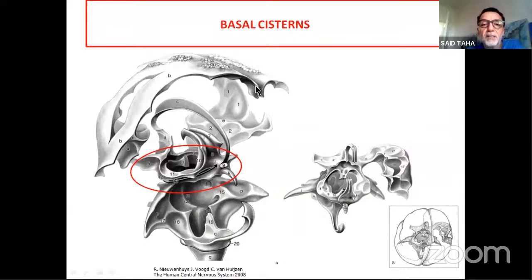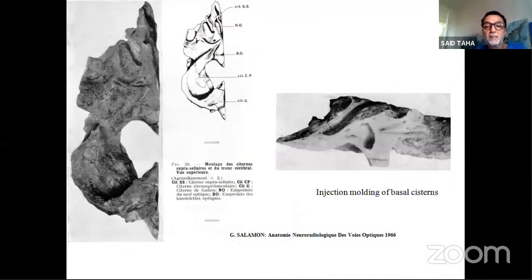There is a print, the reconstruction of the system from New News. And this is injection modeling of the basal system by Professor Salomon from Marseille in French. And we can see here the optic chiasm, the optic nerve, the suprachiasmatic system. Here the print of the brainstem, the peduncle, with here the ambient system.